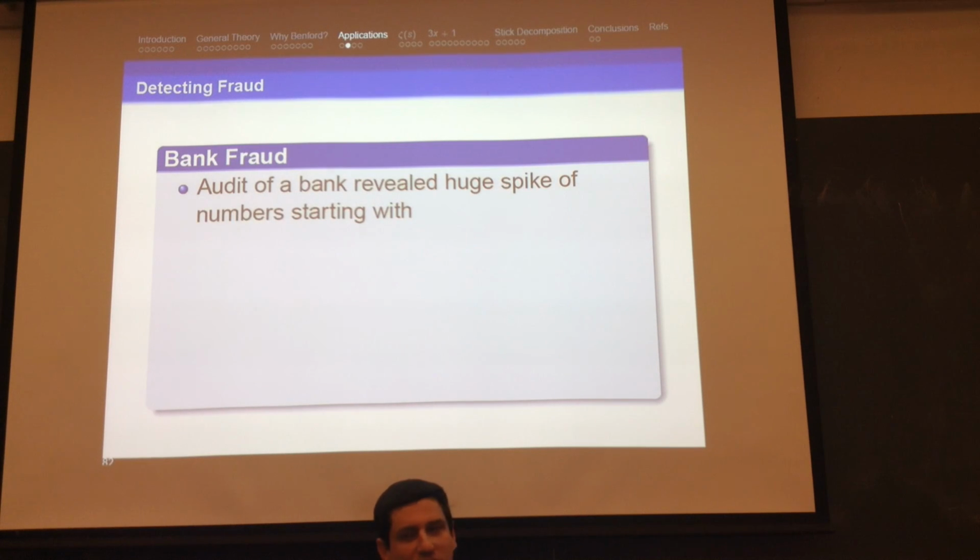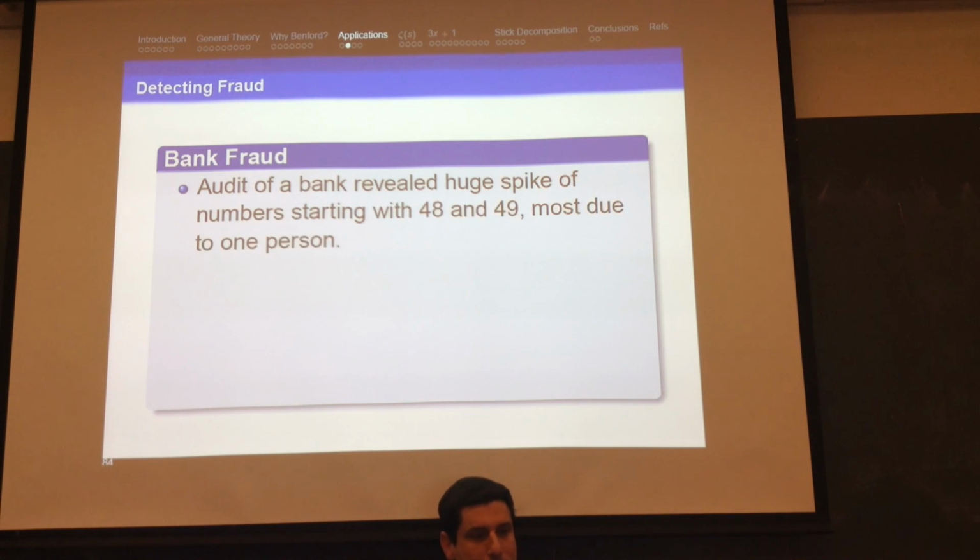Here is a great fun example. An audit of a bank revealed a huge spike in numbers with leading digits starting with something, much more than would be predicted by Benford's law. Which digit do you think had the spike? 7? No. 5 is close though. 6? No, not 6. 4. Yes, starting with 4. They did further investigations because they noticed they were having a lot more 4s as leading digits than they were expecting. What do you think the second digit was most of the time? 9, 8, and 9. And it turns out most of this was due to one person.